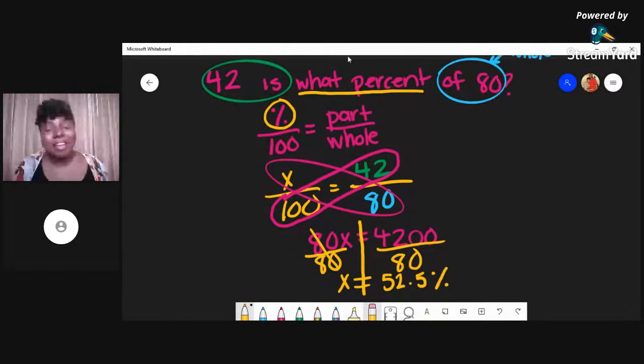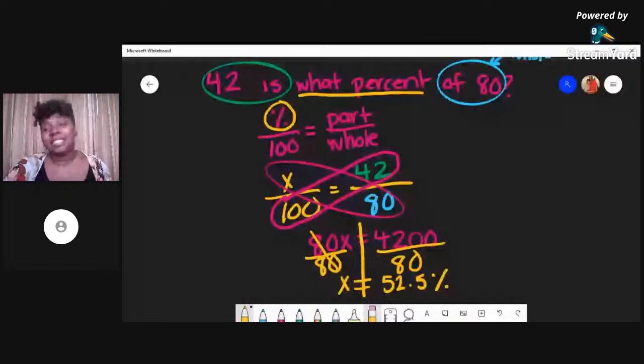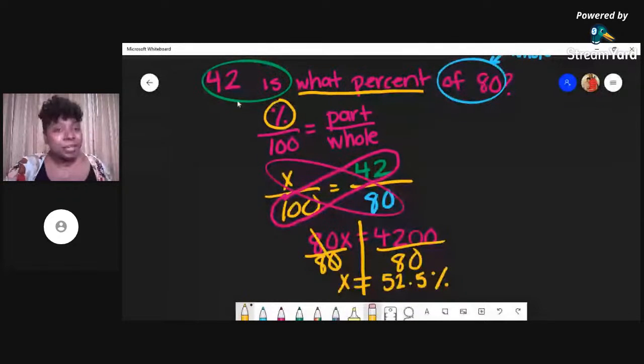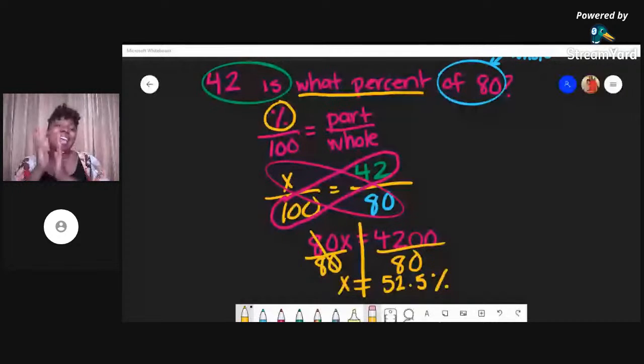We got to find the percent, guys. So this is what we do. We're going to put X. We're going to cross multiply. And they're going to be like, what? How did you know how to do this? You know? So, but you did excellent. The fact that you remembered how to set it up, you were able to identify the whole, you were able to identify the part. You did amazing.